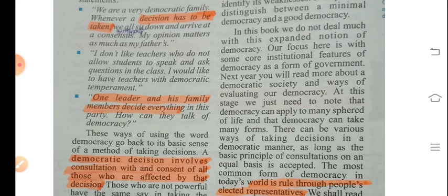Now, students, we are a very democratic family, and in a democratic family, if you have to take any decision, this is the rule, this is the process of a democratic country: whenever you have to take any decision, you must sit together to get general agreement, to get the opinion of each person who belongs to or is affected by that decision.